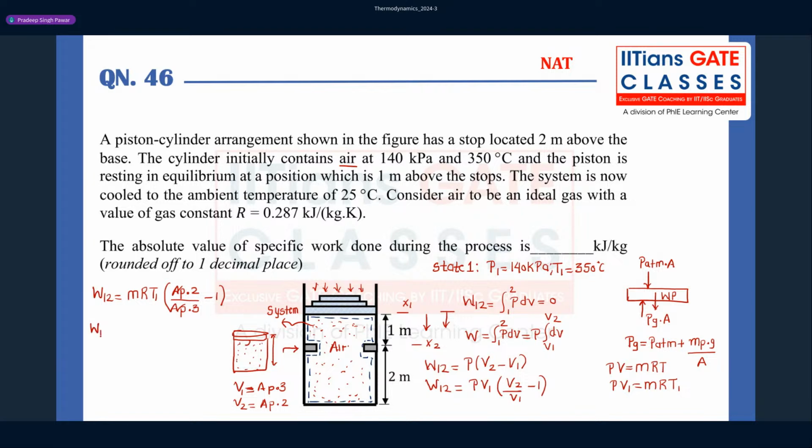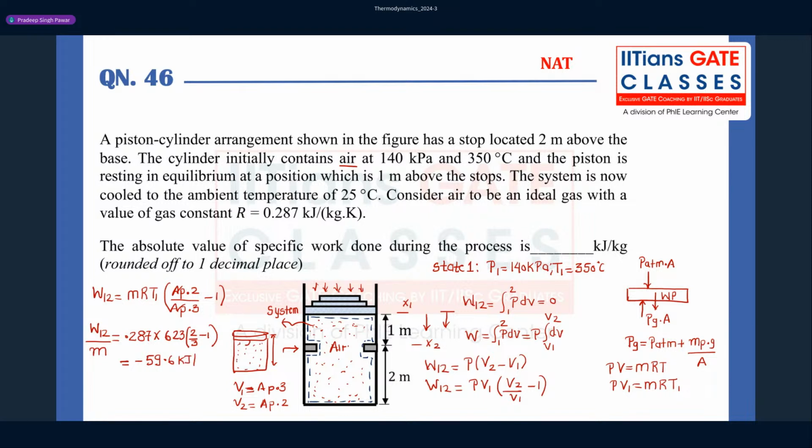He's asking us for specific work. What is specific work? That is work done per unit mass. So we'll take the mass to this side. R is given as 0.287. The temperature is 350 degrees C initial temperature. Let us convert it into the Kelvin scale, that will be 623. Then (2 by 3 minus 1). So if we do the calculation, we get minus 59.6 kilojoule per kg.